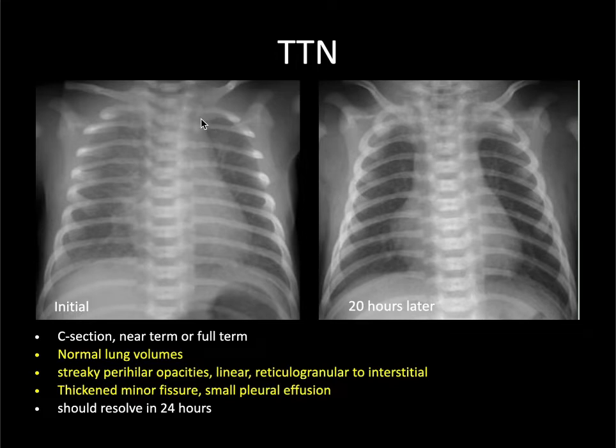So this is an example of TTN that is getting better. Initial chest X-ray shows these streaky perihilar linear interstitial opacities, and after 20 hours, the repeat chest X-ray looks a lot better.